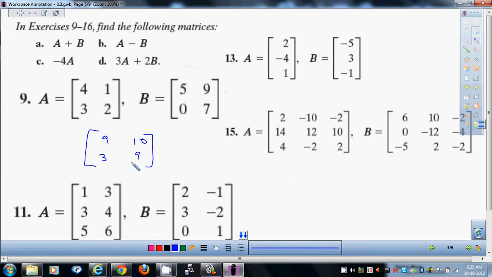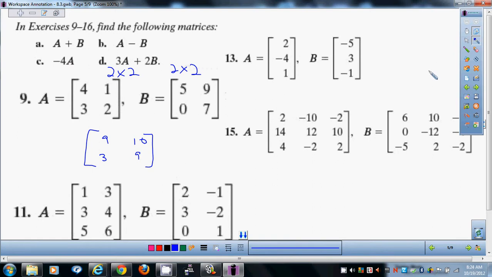Let's see. We'll do one of each of these pieces for all the different ones. 13, we'll do A minus B. 2 minus negative 5 is 7, negative 4 minus 3 is negative 7, and 1 minus negative 1 is 2.